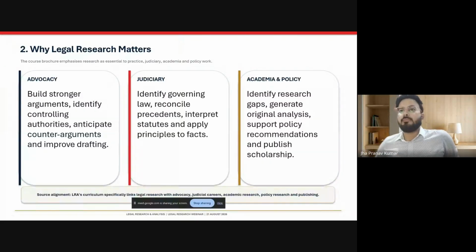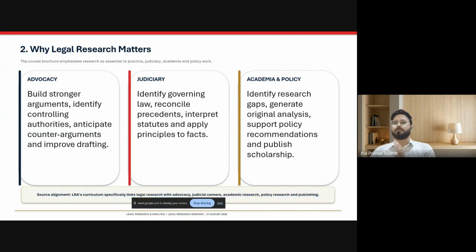Okay. So I was talking about why legal research matters. The obvious reason is that if you are an advocate, you need to build a stronger argument. You need to identify the controlling authorities pertaining to it. You also need to anticipate the counter argument and improve the drafting. If I am right, in most law schools we have moot court competitions. In moot court, we have to prepare for both sides. We prepare for the respondent and also for the petitioner, and then we argue and understand both. This is done to create an analytical framework: what will the other side ask, and I have the answer ready beforehand. So that's why research matters.